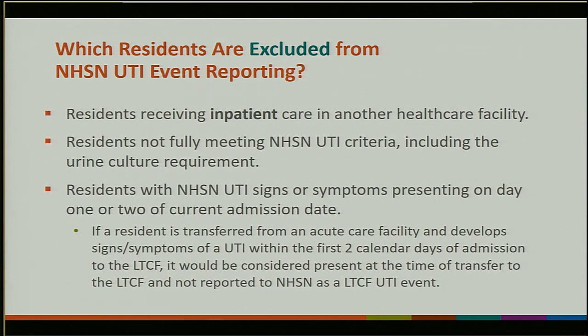Which residents are excluded from NHSN reporting? This actually is very similar to the lab ID event metric that we talked about yesterday. You're only including residents receiving inpatient care in your facility. If they're receiving care in another facility, you do not report those UTIs. Again, only residents fully meeting the NHSN UTI criteria should be included, and that includes the positive culture requirement. And then we just talked about residents presenting with signs or symptoms on day 1 or day 2 of current admission are not included in your reporting.